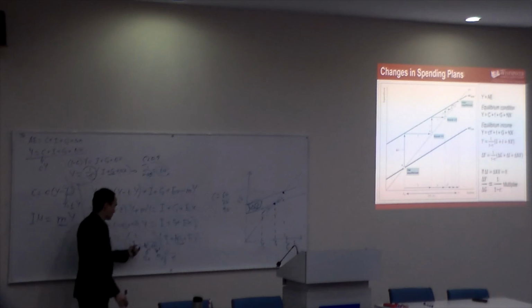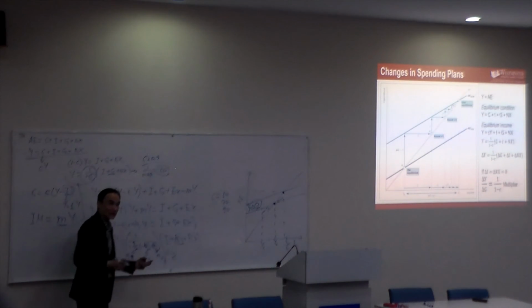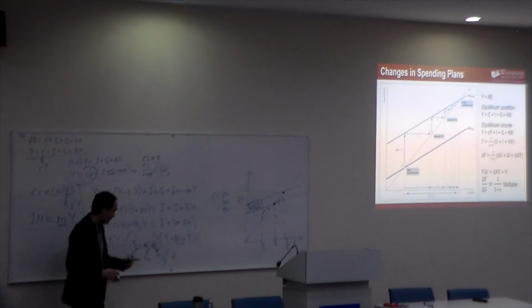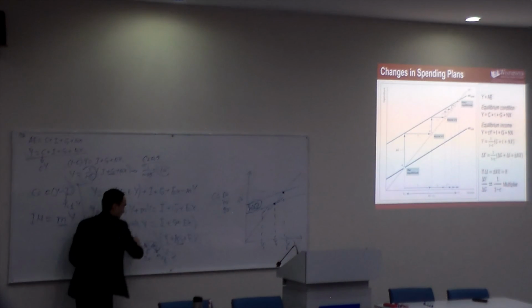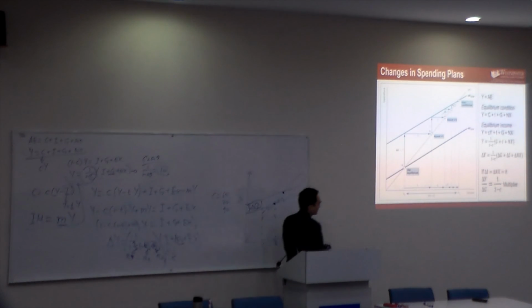If our consumption is greater, it's a good thing. If the tax rate is greater, it's not good. And if the marginal propensity to import is high, it's also negative, okay? Which is going to reduce the effect of the multiplier. All right.